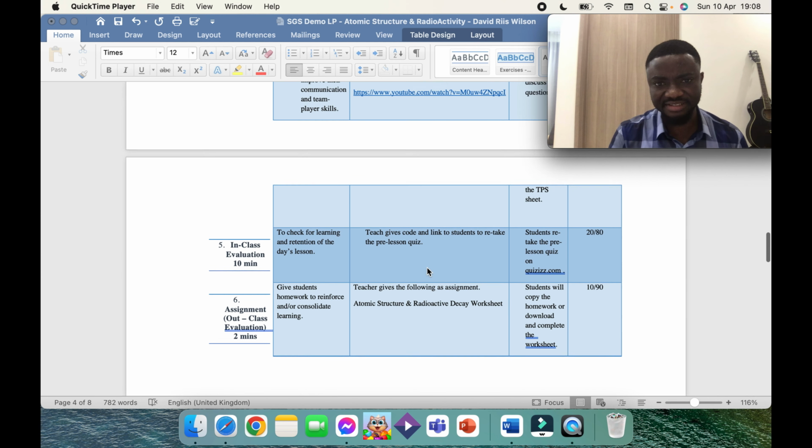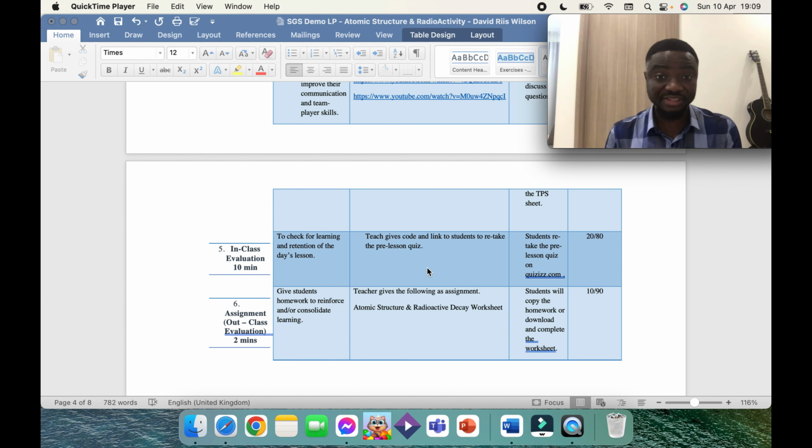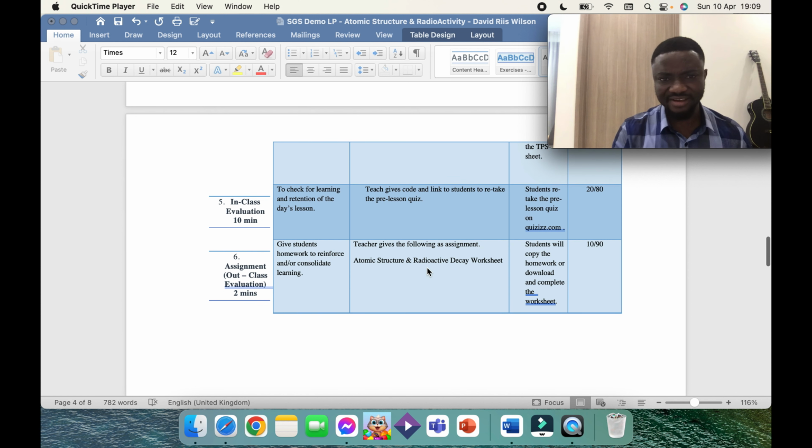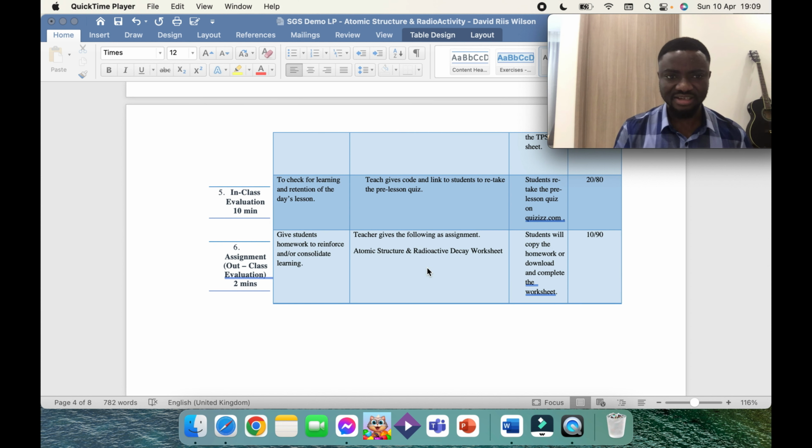After this stage, students will be made to retake the pre-lesson quiz. The quiz students took before the lesson started, students will take this pre-lesson quiz again. And I think this will help retention and also reinforce the learning. And in most cases, with the retaking of the pre-lesson quiz after the lesson is taught, you definitely have students having results significantly higher than what they did before the lesson started. And after the pre-lesson quiz, the teacher will give assignments to students to also help reinforce the lesson and also consolidate the lesson.